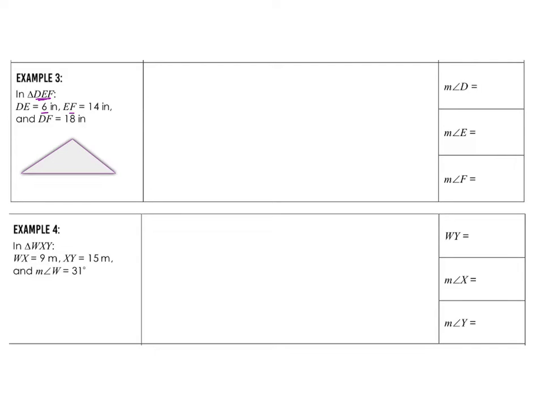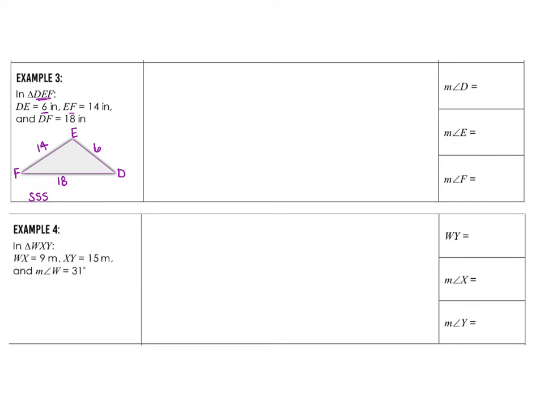So I'm going to start down here. We have angle D, E, and F. And then notice the side values that you're given. They're telling us that DE is 6. We're also given that EF is 14. And then DF is going to be 18. So this is a situation where you do have side, side, side, which means you need the law of cosines.